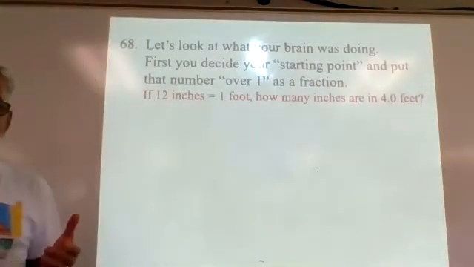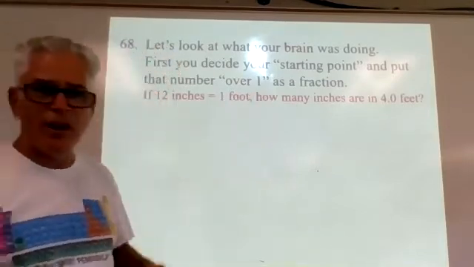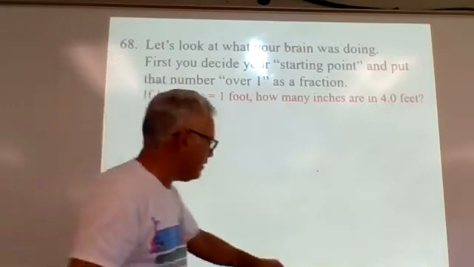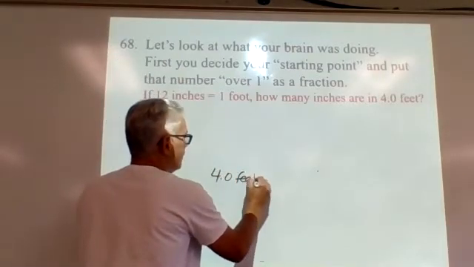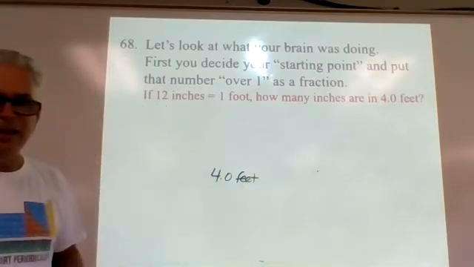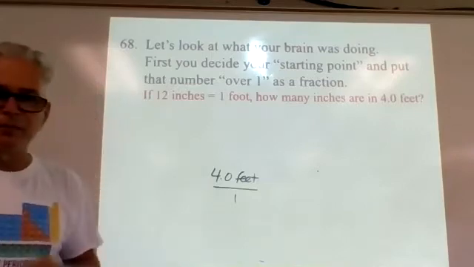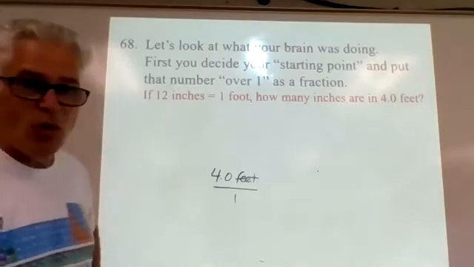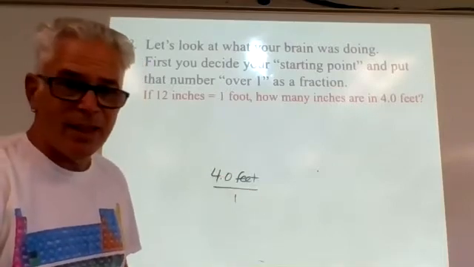First of all, you got to figure out what is your starting point. Where are we starting? 4 feet. In this case, it's 4.0 feet because we need 2 significant figures. We're going to start here, 4.0 feet. Now, when you write a number like that, you can also do this. Put it over 1. Any number divided by 1 is the same thing.